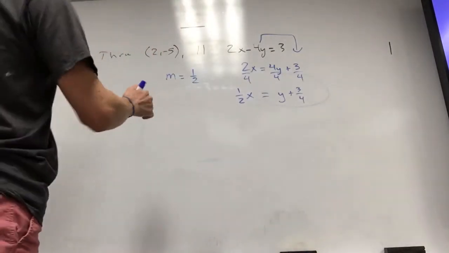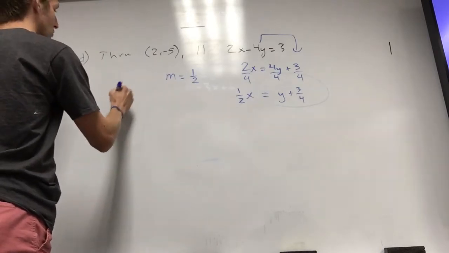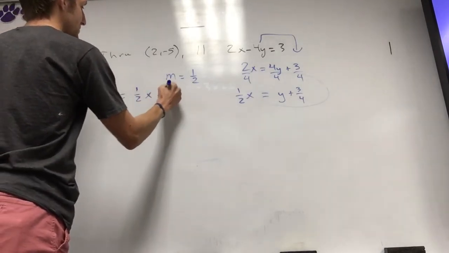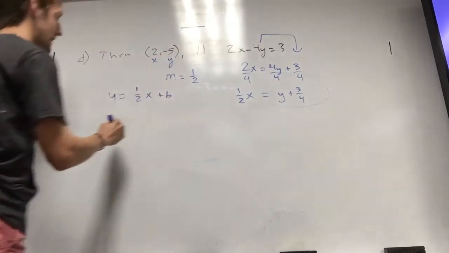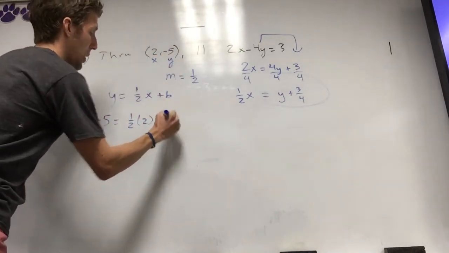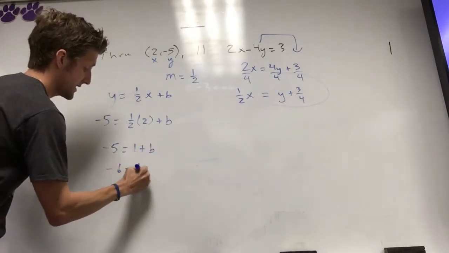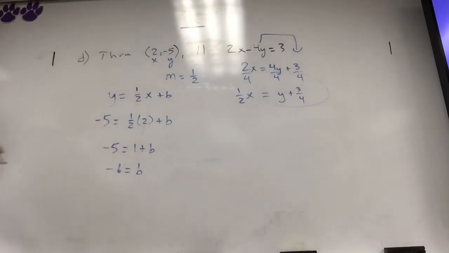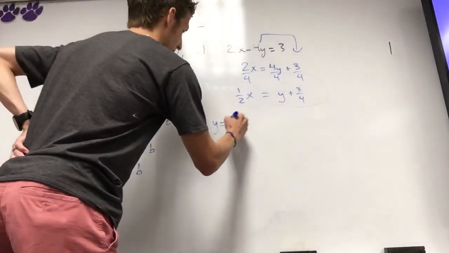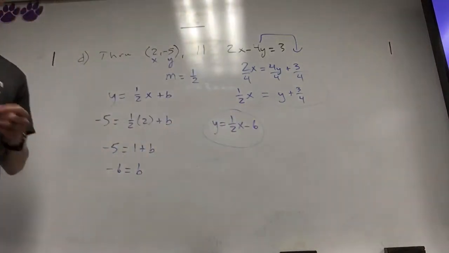All right, so it goes through (2, -5), and it has a slope of 1/2, so y equals 1/2 x plus b. There's x, there's y. -5 is 1/2 times 2 plus b. -5 is 1 plus b. b is -6. So y equals 1/2 x minus 6. And that is question 1.